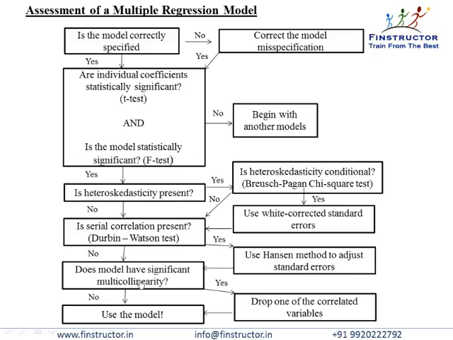Then we'll check for multicollinearity. If it is not present, we'll use the model. If it is present, then we'll drop one of the correlated variables and then use the model and perform our regression and interpret the results. So that was the review on multiple regression and the issues with multiple regression.